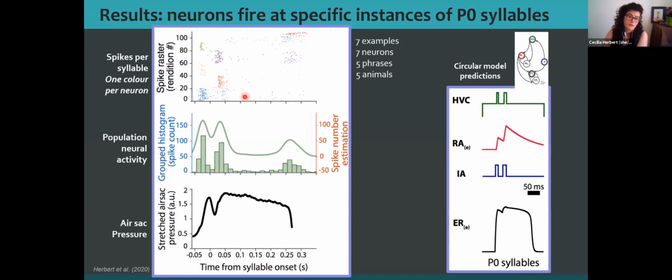And this is the recorded activity in HVC during song in 7 neurons for 5 different animals. And this is a raster plot of the activity of single neurons. And here you can see an example pressure pulse. So the summation of this activity is shown here in green.